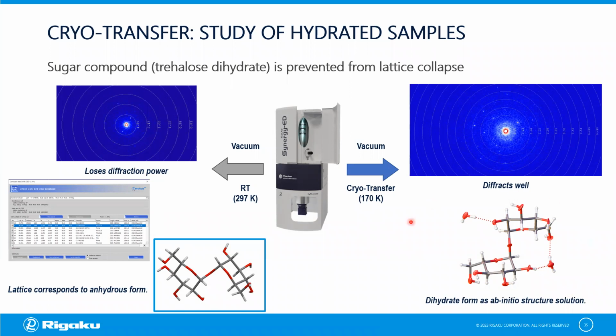We have also done a temperature-dependent measurement on this one. This was one of those samples where we did it, and we could see that around 260 to 270 Kelvin, it goes to the anhydrous form. So with our cryo transfer holder, it is not only possible to do these low temperature measurements, but we could even study up to 100 degrees Celsius data collections if we are interested.